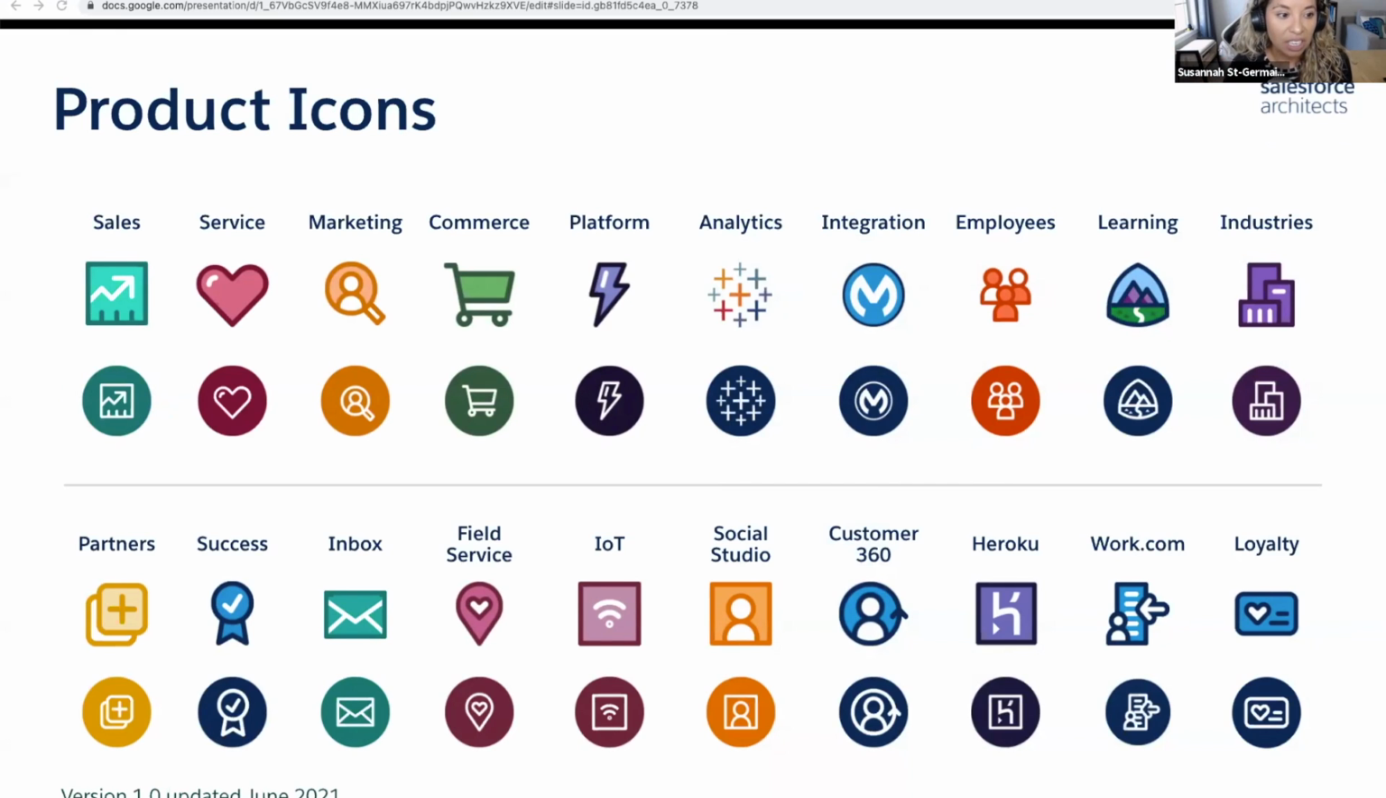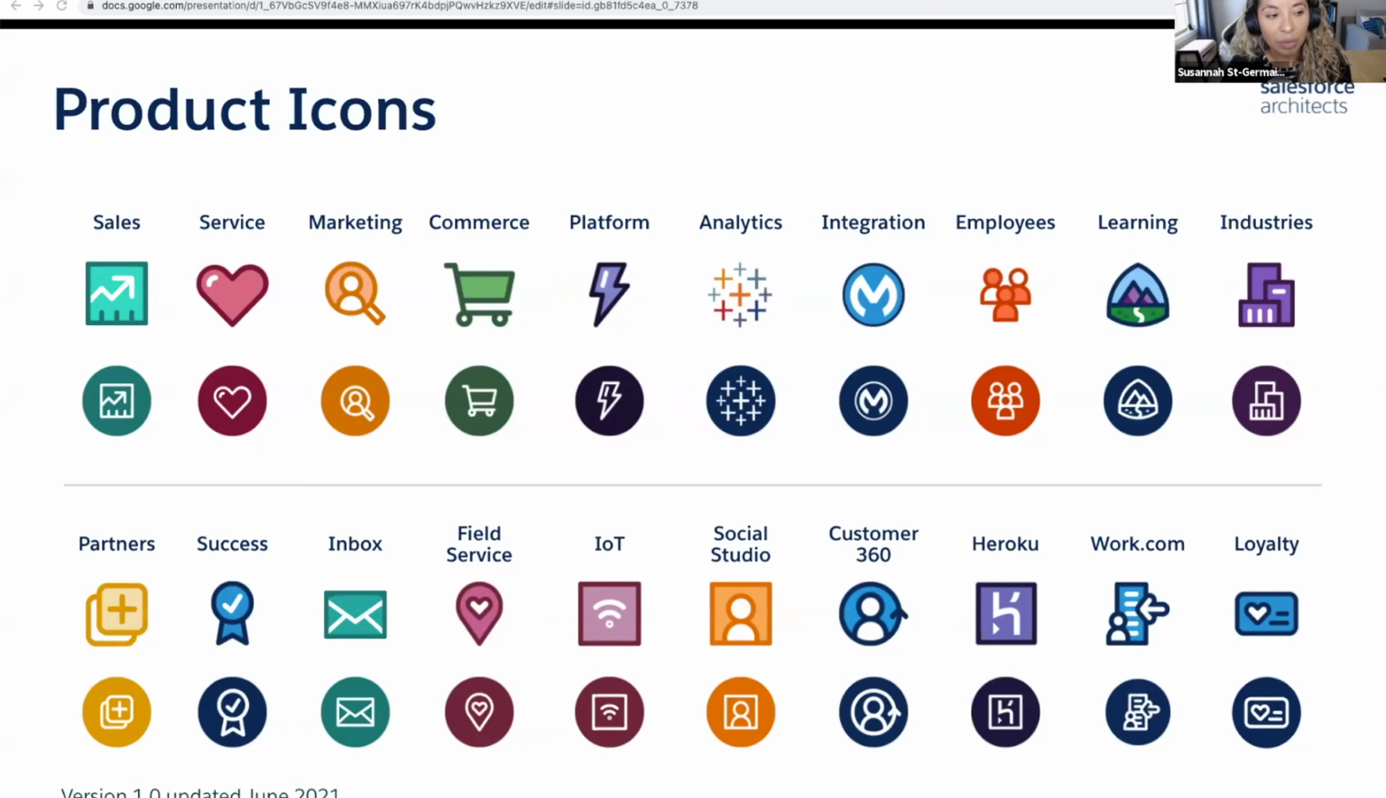You'll see that there's a couple variants. So depending on the styling of your particular diagram, you might want to use one over the other. But we have product icons for all of the products. This is a subset of the products, but once we move to Lucidchart, you'll have access to every single product that we have. All of the icons will be available for you to use.